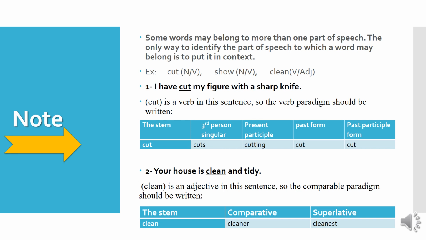Clean is a word that might be an adjective or a verb. But in the sentence, your house is clean and tidy, clean is an adjective, not a verb. And because it is an adjective, we have to write the comparable paradigm for the word clean, not the verb paradigm. So, the comparable paradigm of the word clean consists of the stem, clean, the comparative form, cleaner, and the superlative form, cleanest.